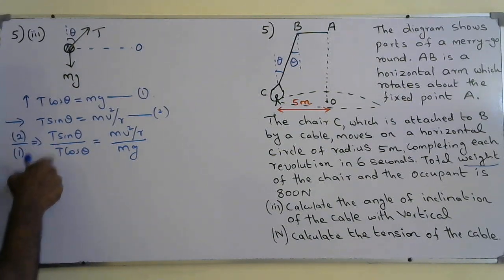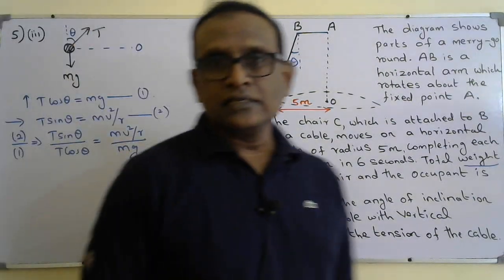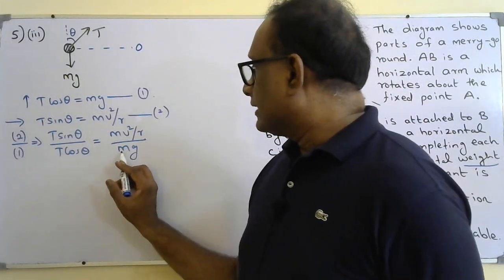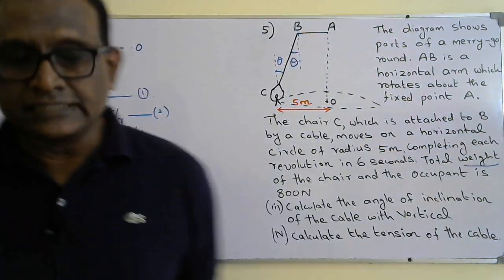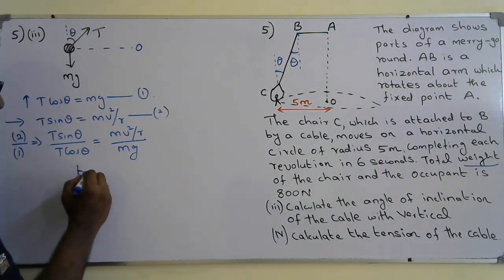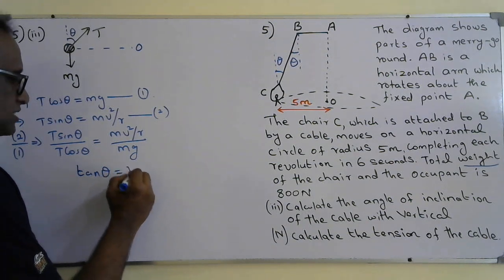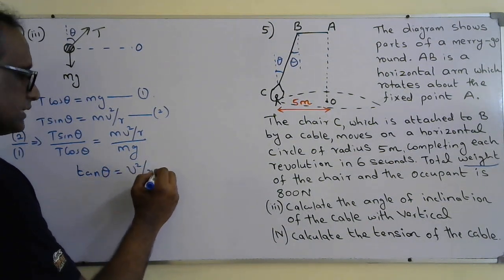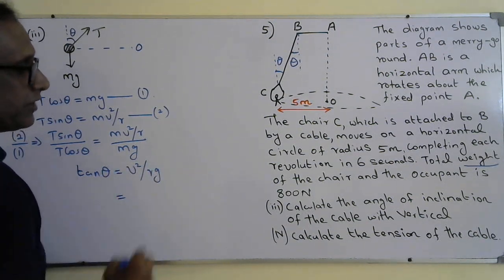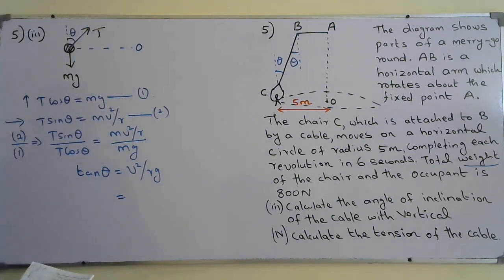T and T will get cancelled. Sin over cos is tan. And m will get cancelled. So tan theta is going to be v squared over rg. Substitute. We found it in the first part, sorry, we found the v.